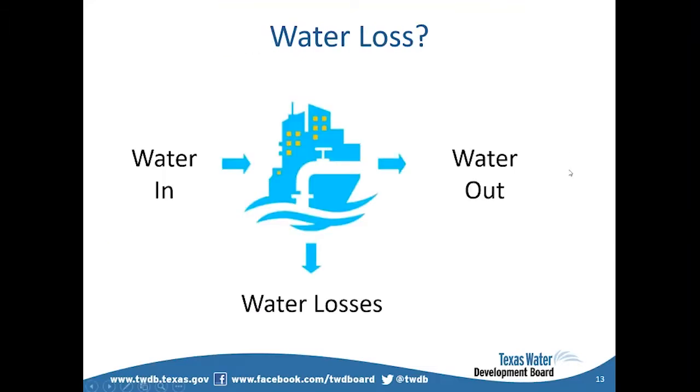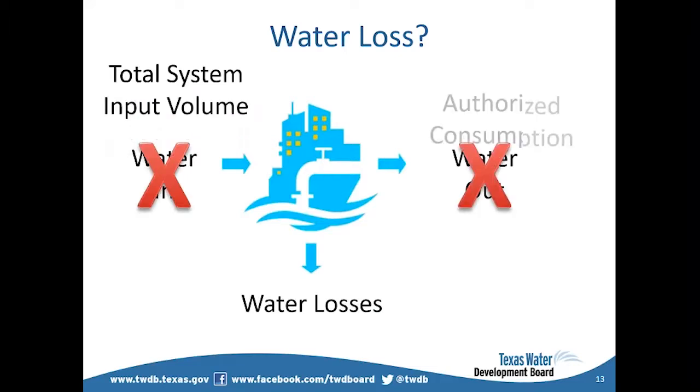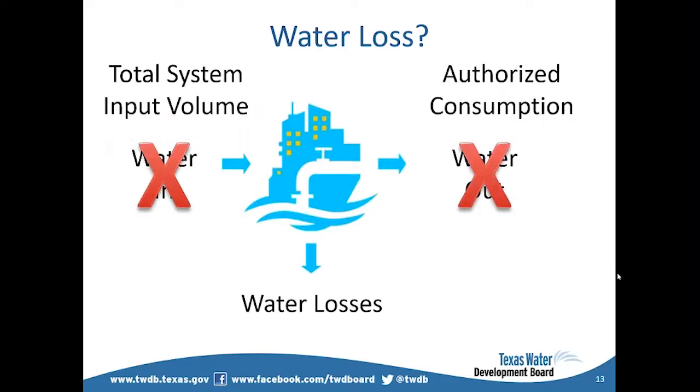And one of the things about the water loss audit is that it has standard definitions for things. So yes, it is water in minus water out. However, there are terms for those particular items within the utility. For water in, we define that as total system input volume. And basically what that is, the volume of treated water from the utility's own sources, corrected for those meters not being completely accurate.